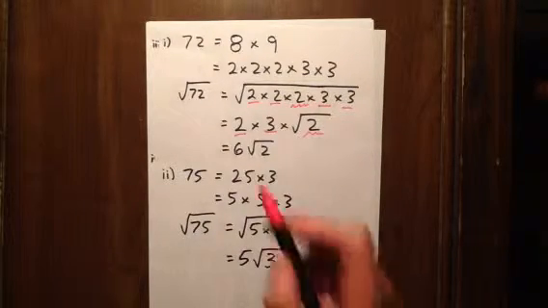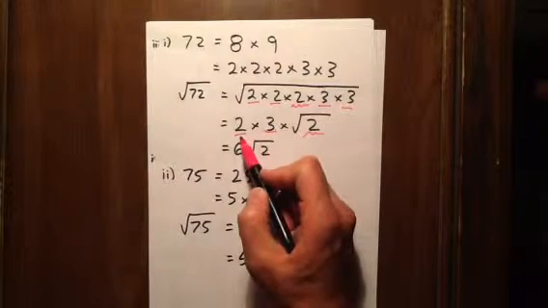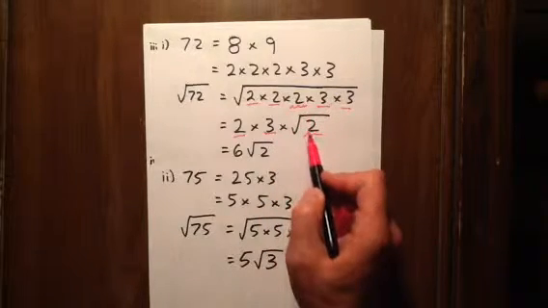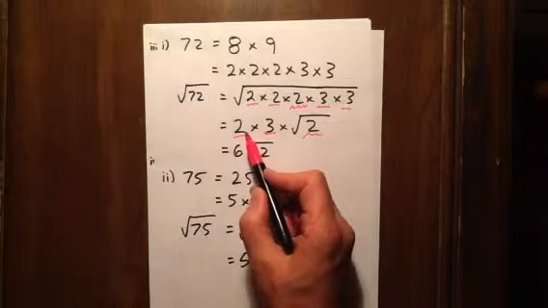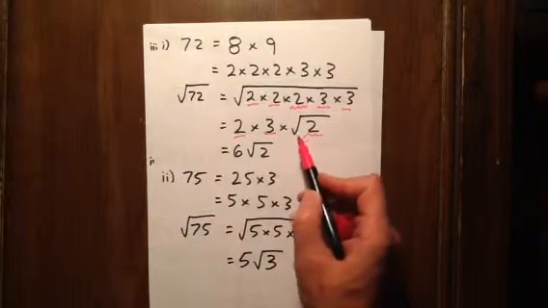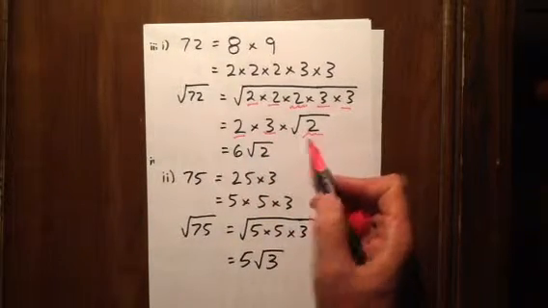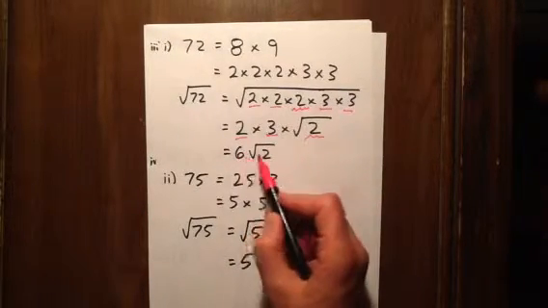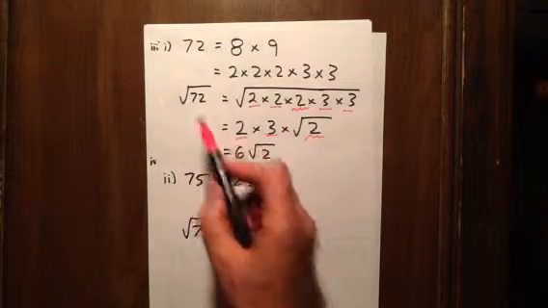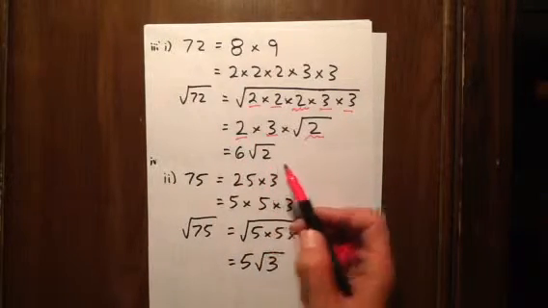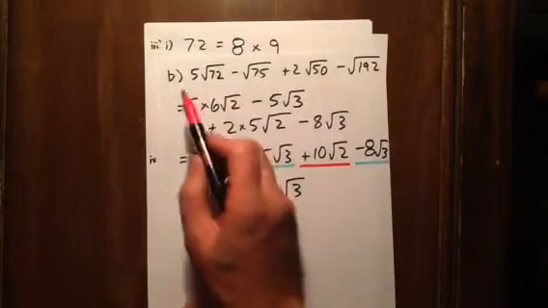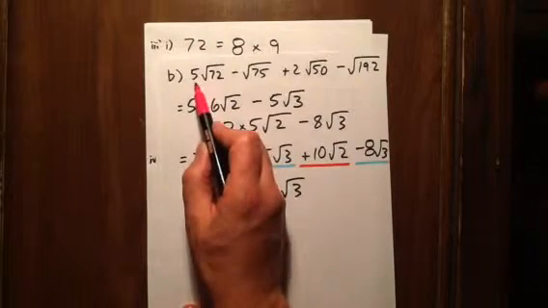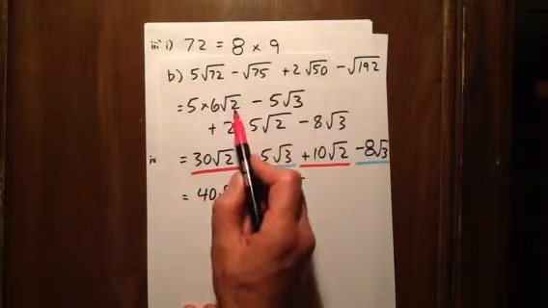And so now these guys become a 2 outside, these guys become a 3 outside, and this guy stays inside. So we have 2 outside times 3 outside times the square root of 2, where the 2 is inside. Well, what's 2 times 3? It's 6. And we keep the square root of 2 inside, so what we've really got is 6 root 2. So the square root of 72 equals 6 root 2. Okay, and then we're going to put that in when we get back to our question. The square root of 72 is 6 root 2, so 5 root 72 will be 5 times 6 root 2.